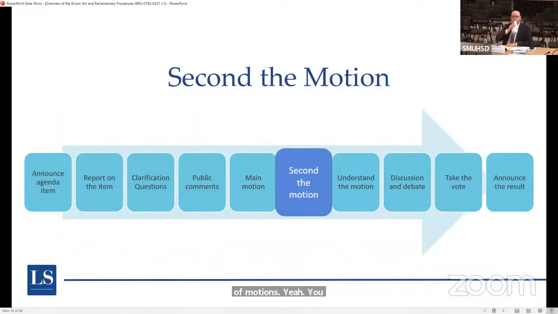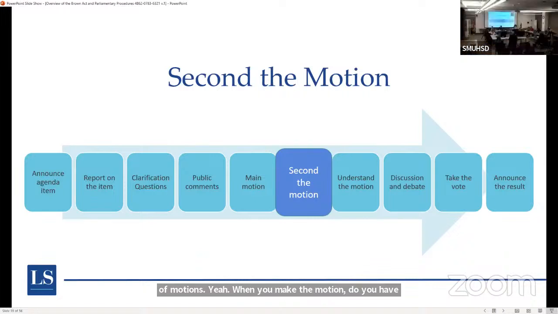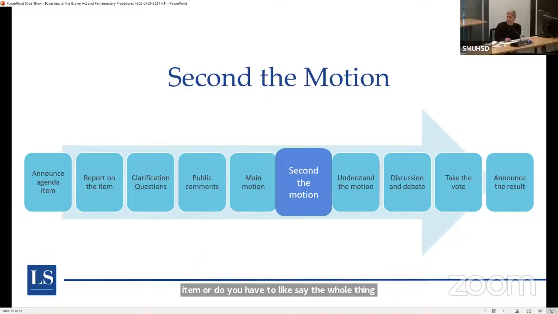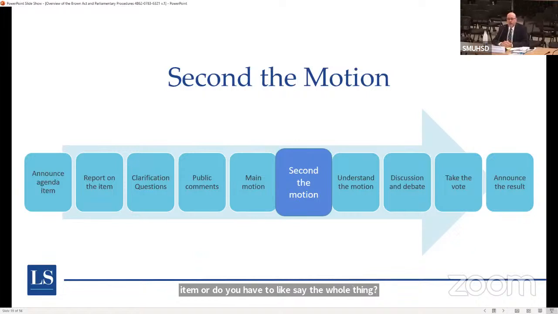When you make the motion, do you have to read out the whole title of the thing, or can you just say, I move to approve? Or I move to approve the agenda item? Or do you have to say the whole thing? I think it's fine to say, I move that we approve resolution number blah, blah, blah, and not read the whole title. Or I move that we approve item 10 on the agenda. I don't think you always have to read off the whole thing.